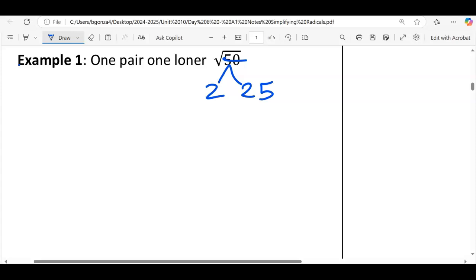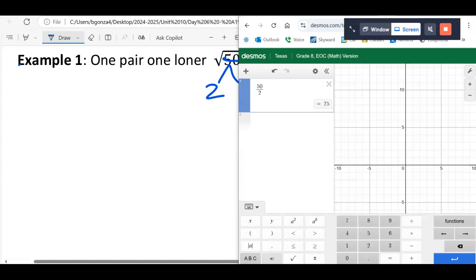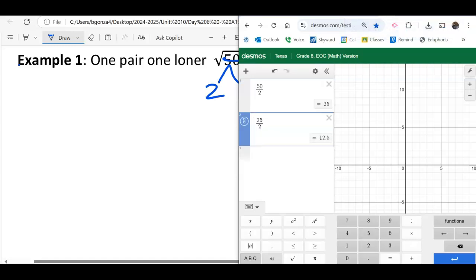Now, let's do the same thing with 25. That's not prime. Does 2 go into 25? If I was not sure, I would do 25 divided by 2. Does it give me a whole number? No, 2 does not work. The next prime number is 3. Does that give me a whole number? No. So 2 doesn't work, 3 doesn't work, 4 is not prime.